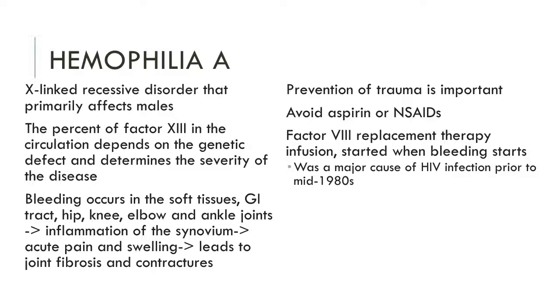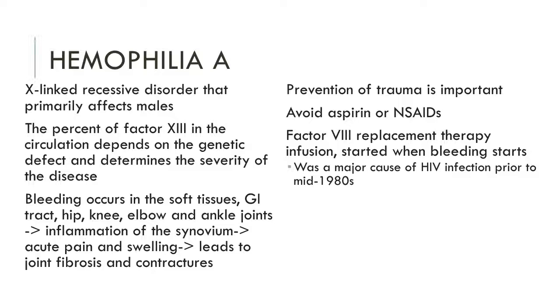The factor VIII is a pooled product, meaning it comes from multiple people. And because it comes from many, many different people, it increases the risk of HIV being transmitted to the people that are getting it. Many of the children who were receiving factor VIII infusions developed HIV infection and later went on to develop AIDS before we had some of the better treatment protocols that we have now for HIV.